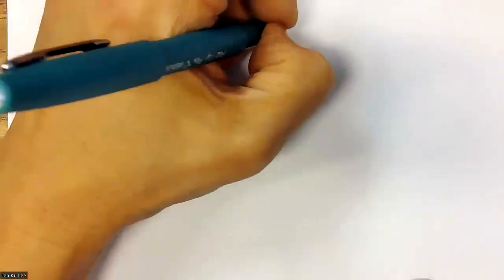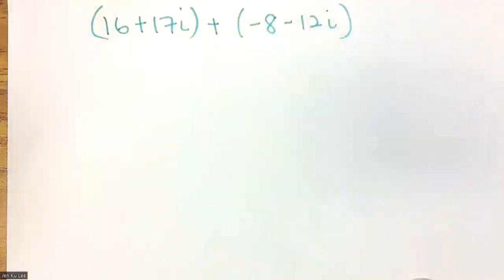Yeah, cool. Let's now go with this example. 16 plus 17i plus negative 8 minus 12i.